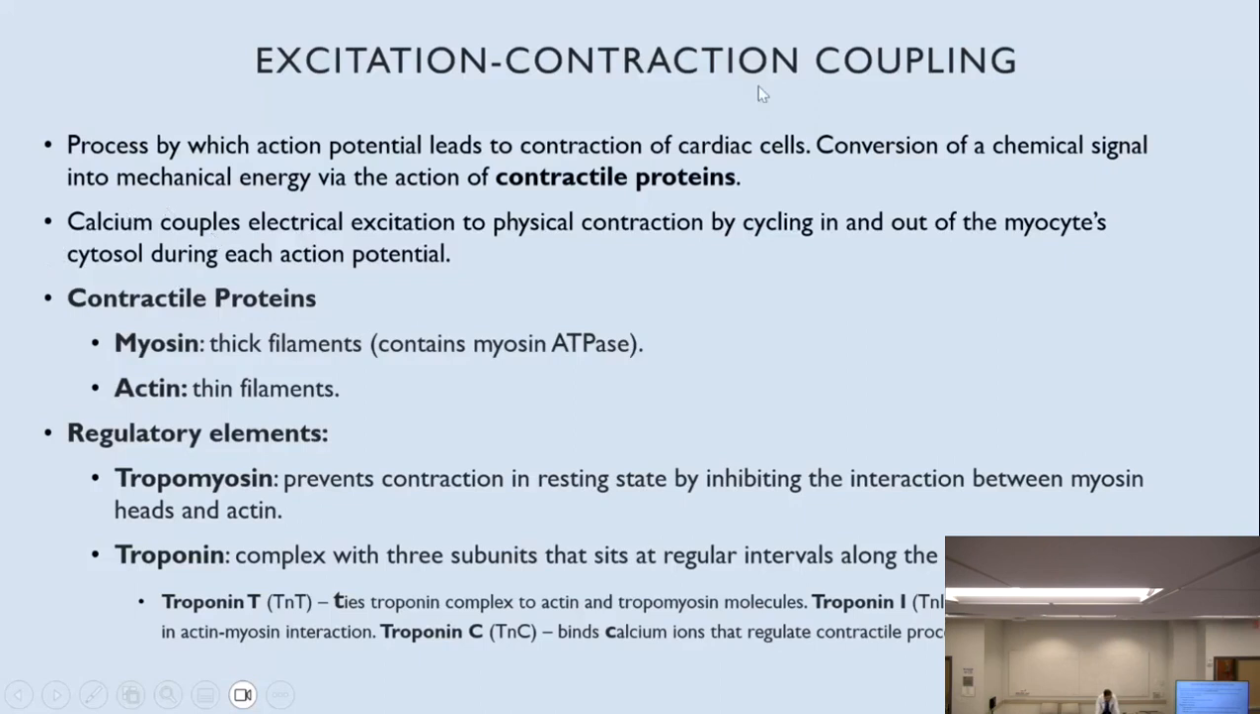Calcium couples, we call it coupling, the electrical excitation to the physical contraction by simply moving in and out of the myocyte. It goes in for contraction and goes out for relaxation. So calcium has to be deactivating these contractile proteins, something very similar to what happens in the skeletal muscle.